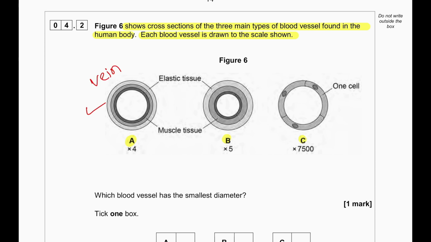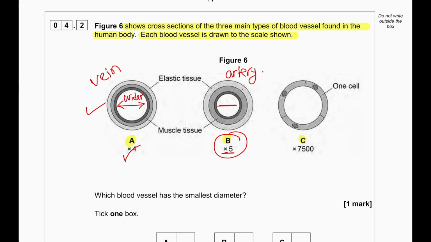We can also understand a vein by the wider lumen. Now the next one has a thicker elastic tissue and muscle tissue with a smaller lumen, because it is also at a higher magnification, as we can see. It is much smaller than this one. So this one will be an artery. Arteries have thick muscle tissue and elastic tissue.